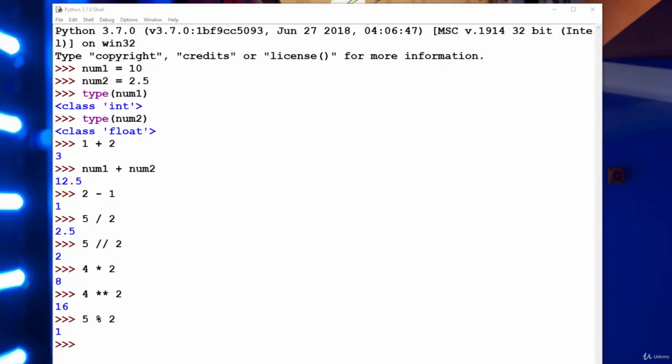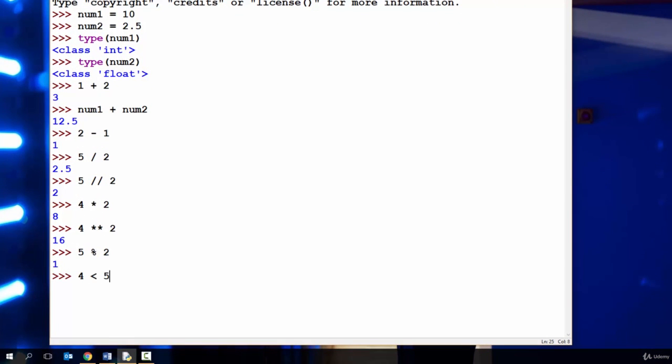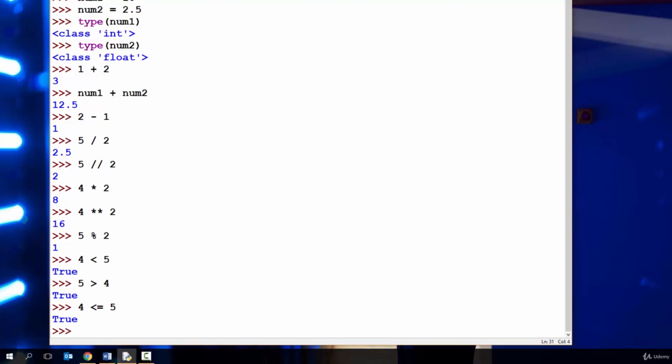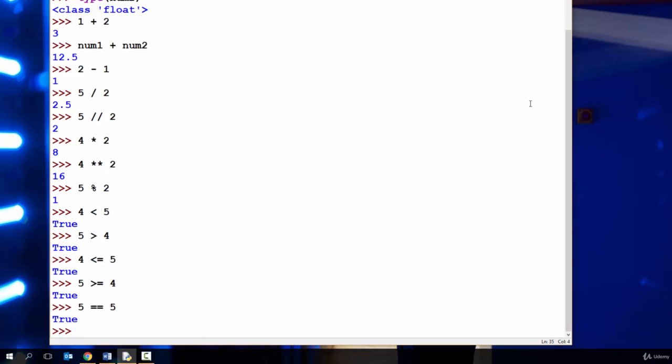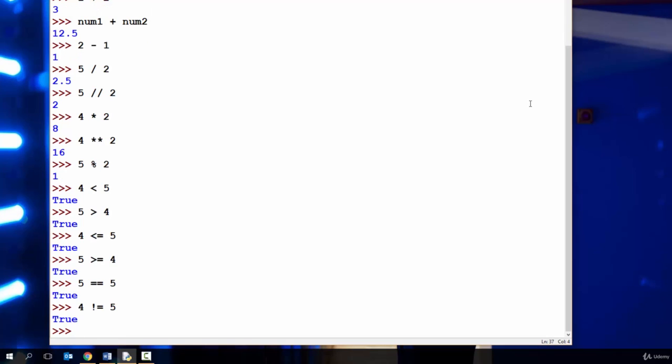Now it's time to have a look at the comparison operators. So we have less than, for example 4 less than 5, which is true, greater than, 5 greater than 4, which is again true, less than or equal to, for example 5 less than or equal to 5, greater than or equal to, 5 greater than or equal to 4, which is again true, equals, 5 equals 5. This is the way in which you verify the equality between two values or two expressions. And not equals, for example 4 not equals 5, which is again true.